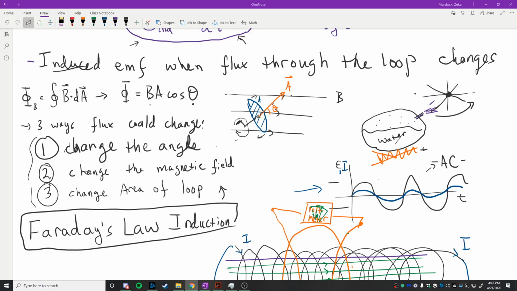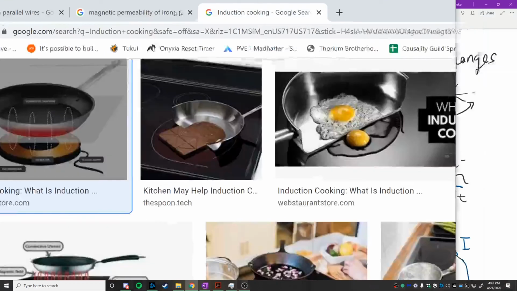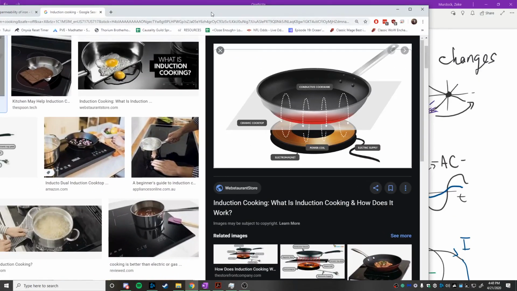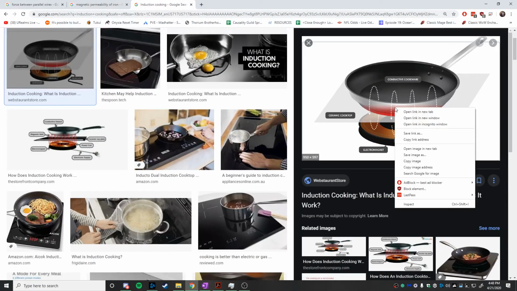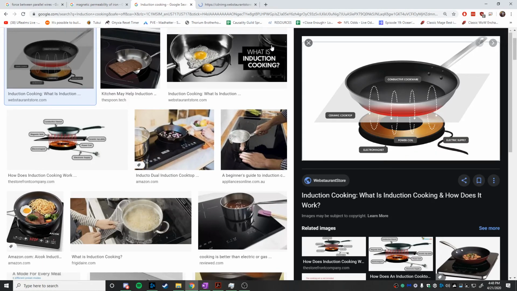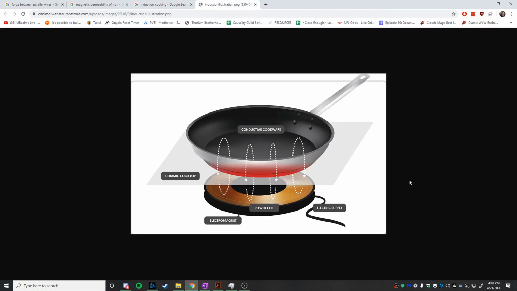It's going to look like your normal stove. These pictures aren't exactly... What does this one look like? I mean, this picture kind of shows what it does. I'll pull this over here, into a new tab. So, ceramic cooktop. There's an electromagnet down here.